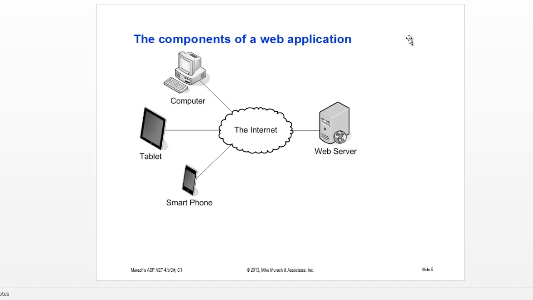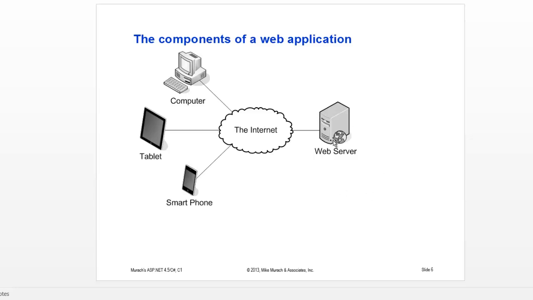So the components of a web application. The components of the web application consist of the clients, which are things such as the computer, tablet, a smartphone, multiple computers, tablets, smartphones, that interact through the internet with the web server. The clients will access these web pages typically through programs known as web browsers, and you're probably familiar with a bunch of web browsers such as Internet Explorer, Chrome, Firefox, Opera, Safari. These are all different types of web browsers.